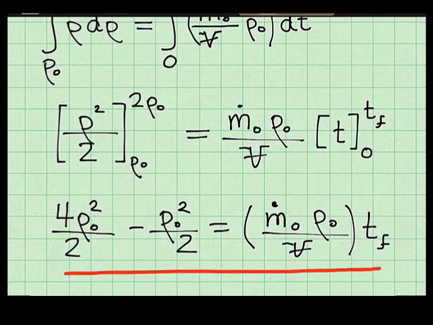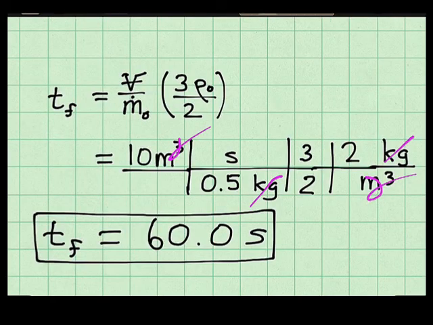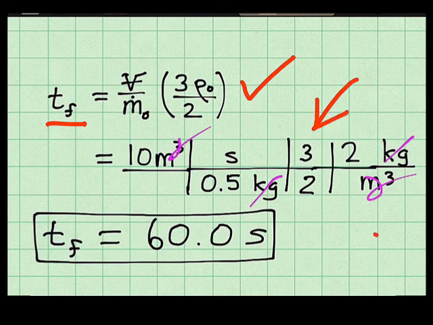There's a lot of algebra there, but you can pause the video and have a look at this. I believe that's correct. Lastly, I take that long equation we just looked at and do algebra on it to solve for t final, and I get this equation here. Then I substitute in numbers, carry and cancel units as always, and the calculation shows that to go from state 1 to state 2 will take 60 seconds.